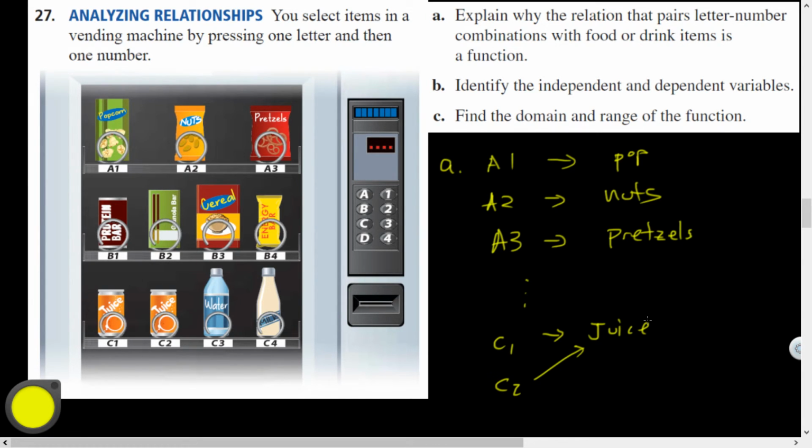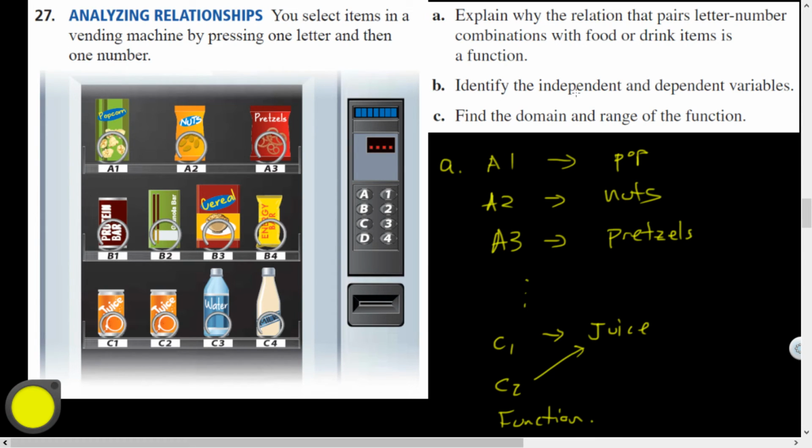Yeah. I'm never going to type in A2 and then it's going to give me something else. What did that say? Oh, protein bar. I thought it was chocolate. But no, this is the chocolate bar. So yeah, this is a function because for every input, which is what we're doing here, I'm getting exactly one output, right? This will fall out of the machine and then I pick it up.